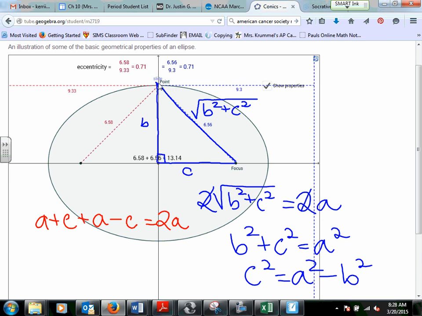Now, if some of that went over your head, that is okay. I want to show you where it came from, but what I need you to remember is C squared is A squared minus B squared. That's what I need you to remember, but I wanted to show you why it is that.